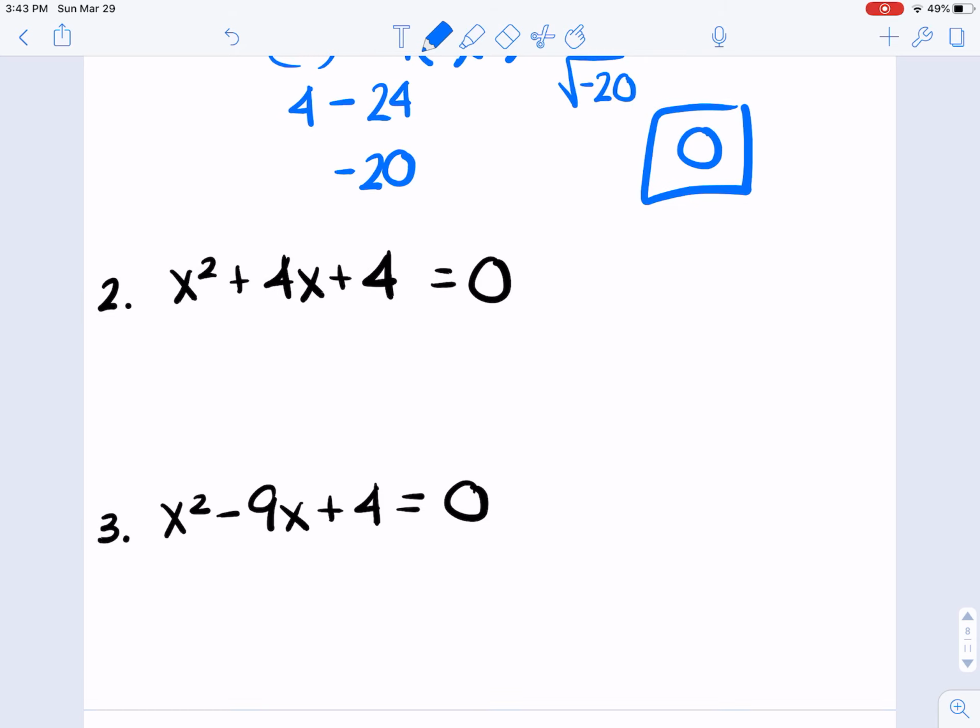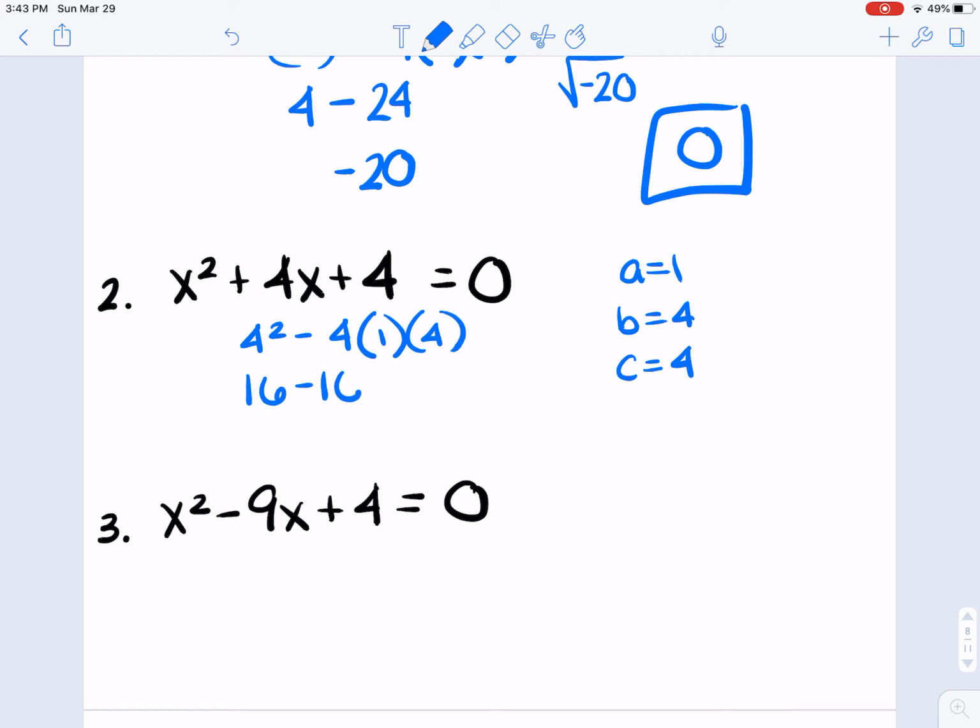All right, for the second example, A is 1, B is 4, C is 4. So B squared, that's 4 squared, minus 4 times 1 times 4. 16 minus 16 is 0. 0 underneath the square root sign is going to provide you with a 1 answer quadratic equation.